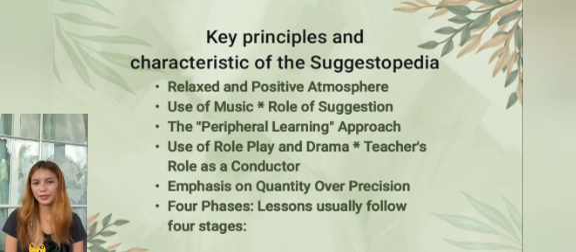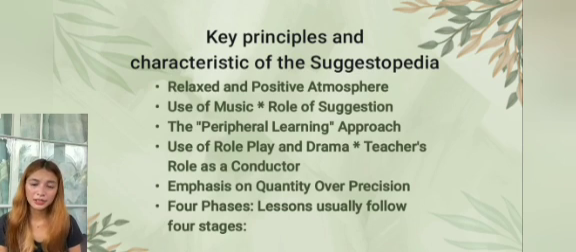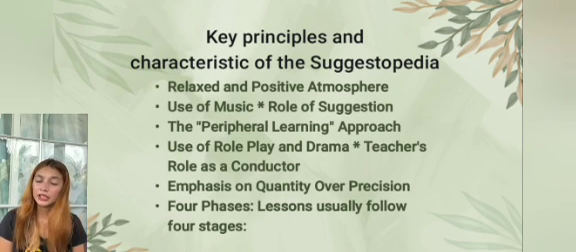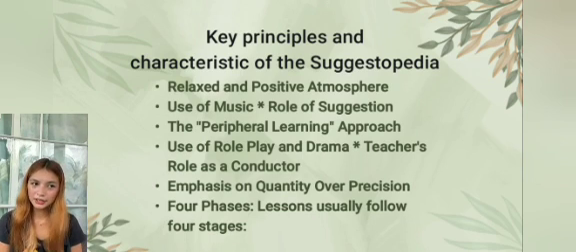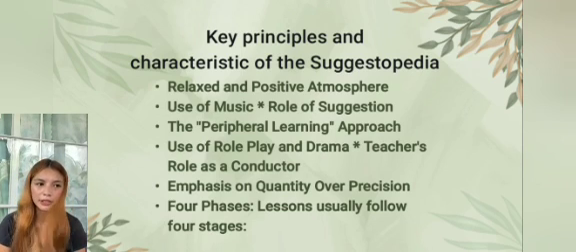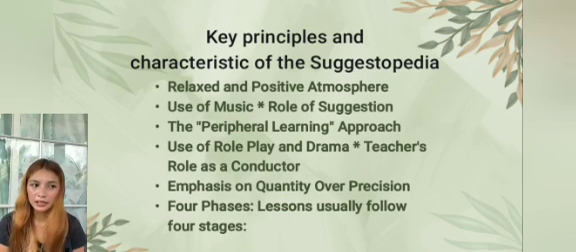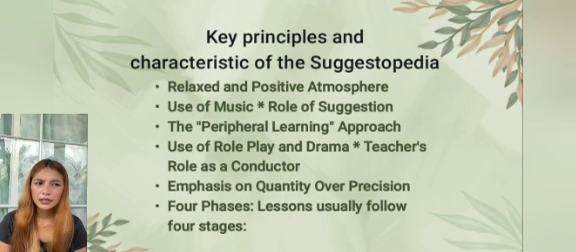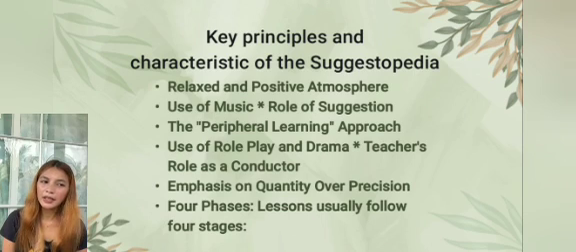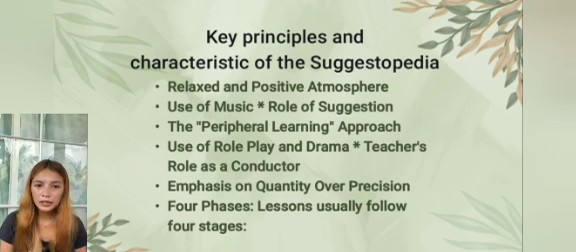Hi again everyone! Since we're done tackling about Suggestopedia method or teaching method, we will proceed to the characteristics of this method. So the first characteristic of this method is relaxed and positive atmosphere. Classes often include comfortable setting, soothing decor, and dim lighting. This helps learners feel at ease and reduces anxiety, making them more open to learning.